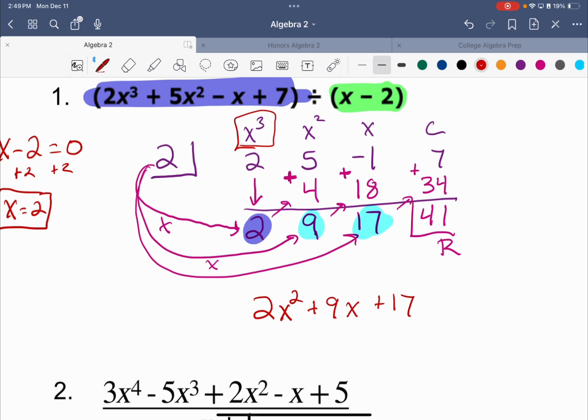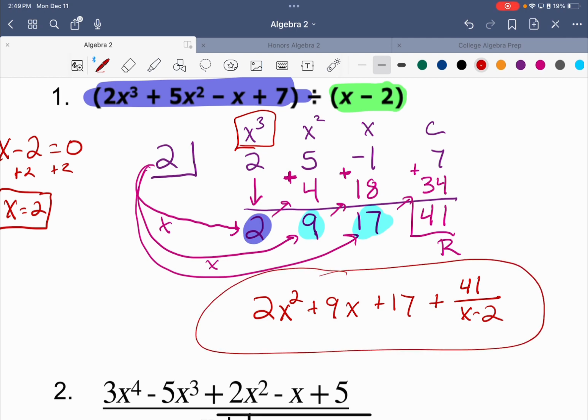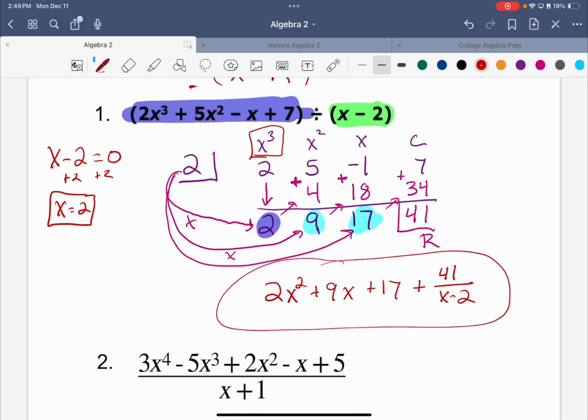We have to put the remainder in there. So here's what we do with the remainder. Because it's positive, we're going to put plus, and then we're going to put 41 over what our original divisor was, x minus 2. And this is the solution to our problem: 2x cubed plus 5x squared minus x plus 7 divided by x minus 2.